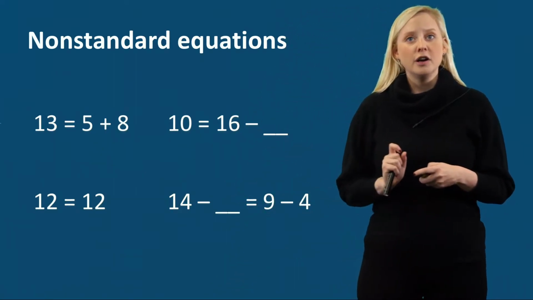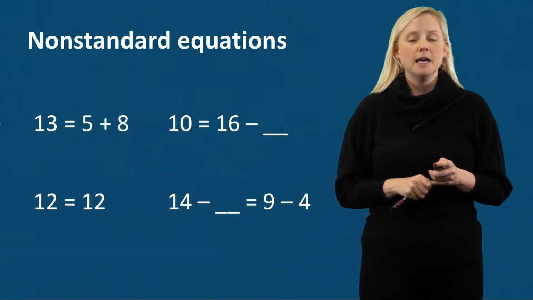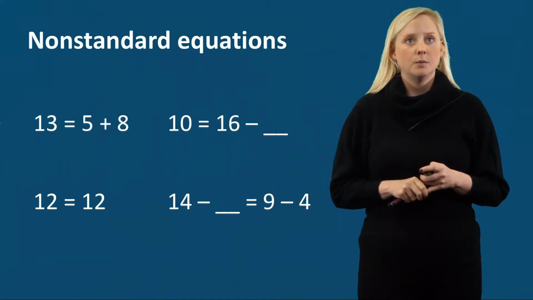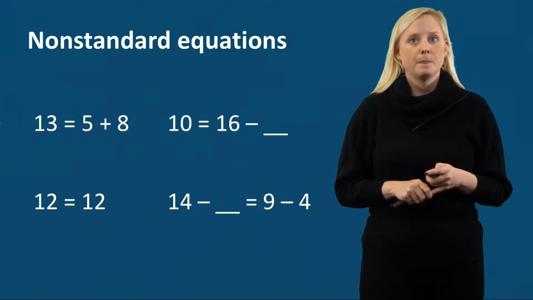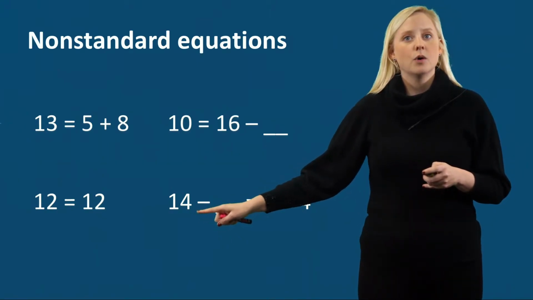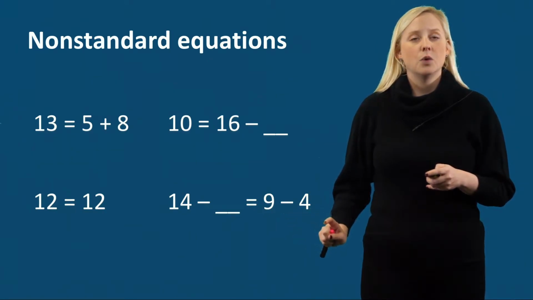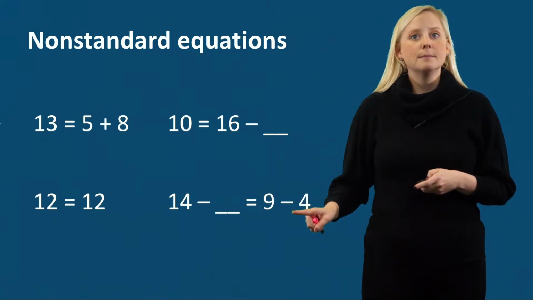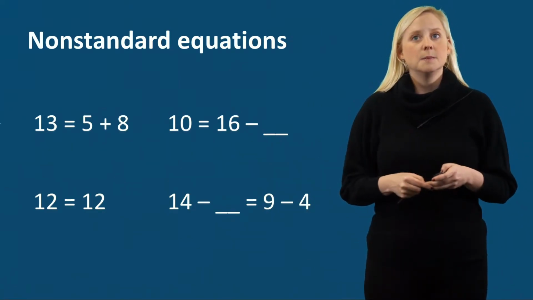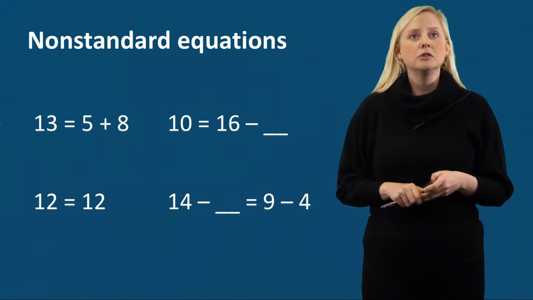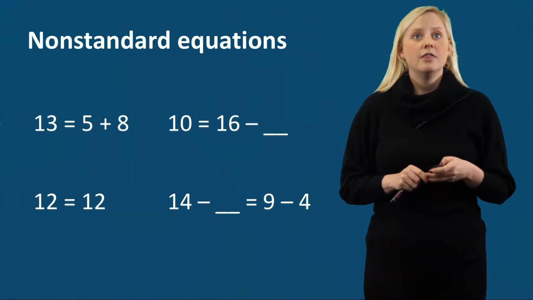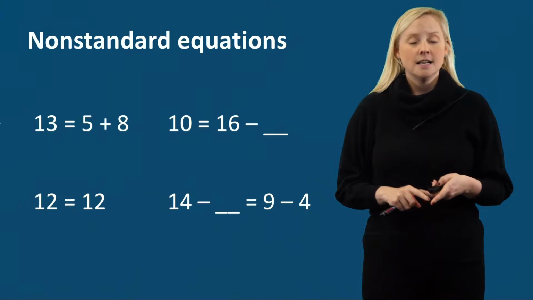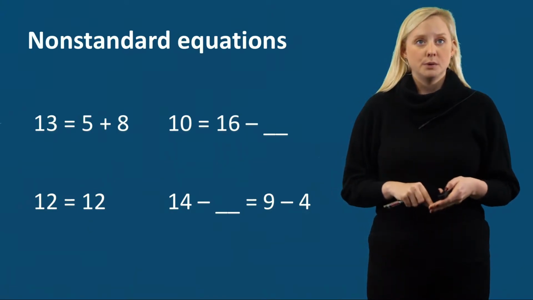When we look at our third example, 10 is the same as 16 minus blank, we see our operator symbol, the minus sign, again is falling on the right side of the equal sign, which tells me it is a non-standard equation. Lastly, we see here 14 minus blank is the same as 9 minus 4. We have 2 operator symbols. We see a minus sign on the left side of the equal sign, and we see a minus sign on the right side of the equal sign. This tells me that this is a non-standard equation. So after students learn to set up and solve standard equations, then they learn to set up and solve non-standard equations, where the operator symbol is non-existent, falls on the right side of the equal sign, or falls on both sides of the equal sign.